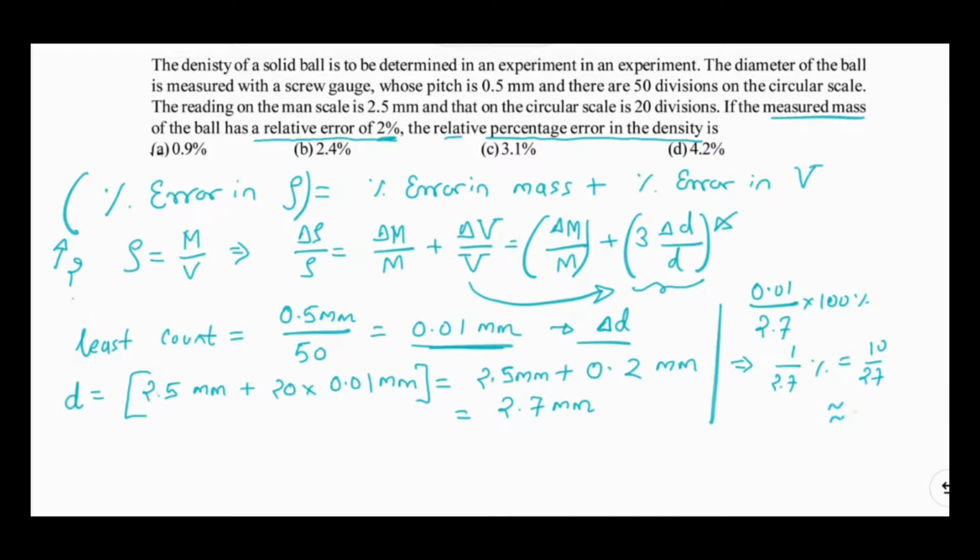So it will be about 0.3. If I calculate it roughly, it is about 0.3 because 27 is around 30, and 10 by 30 is 1 by 3. So this number is about 0.3, and 3 times that gives a number close to 1. A number close to 1 plus 2% gives a value nearly equal to 3%. So the correct answer should be near 3%, and it should be C. The correct answer of this question is C.